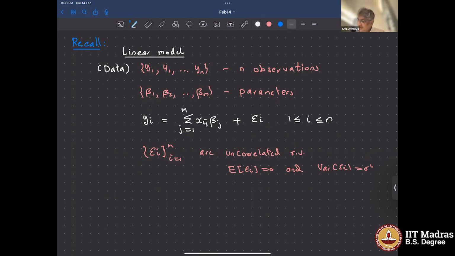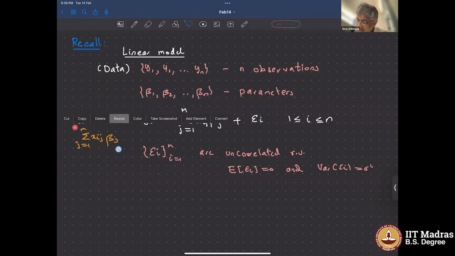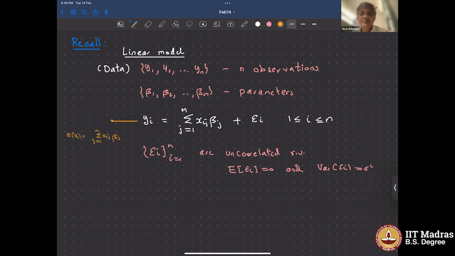But of course, there was another way of setting it up. Another way to think about this whole model is that I could think of this equation instead in this fashion. I could think of the data points yi as being random, and I could just say that the expected value of yi is the summation j equal to 1 to m of x_ij beta j. And once I specify the mean, all I have to say is how the yi's are correlated or uncorrelated. I just say the yi's are uncorrelated, and the variance of yi is sigma squared.